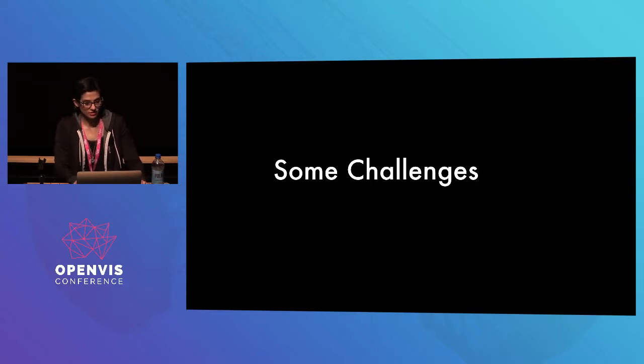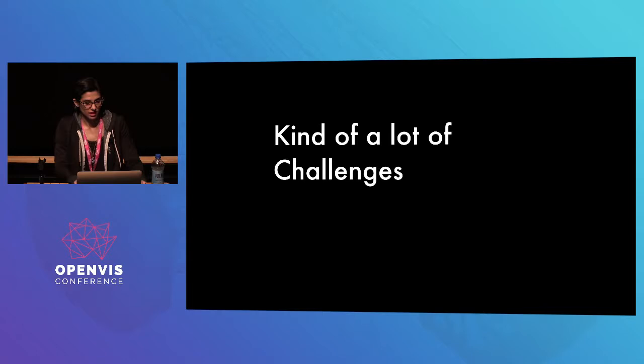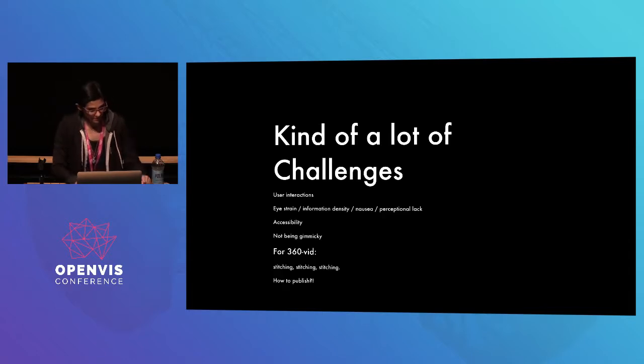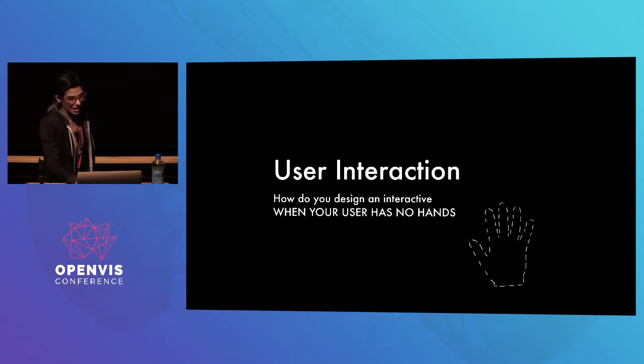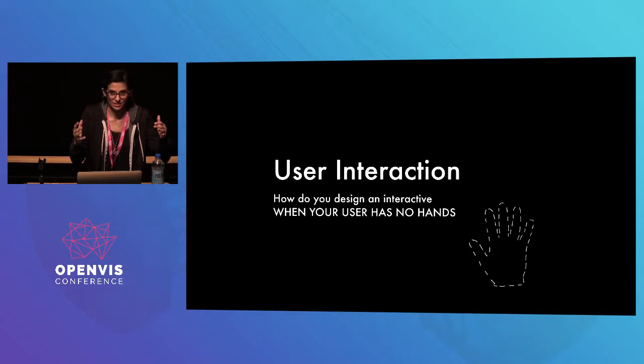Some challenges, kind of a lot of challenges. I'll start with user interaction. How do you design an interface when your user has no hands? They're like over here. The hands are over here holding the thing on their head. How are you supposed to navigate an interface like that?